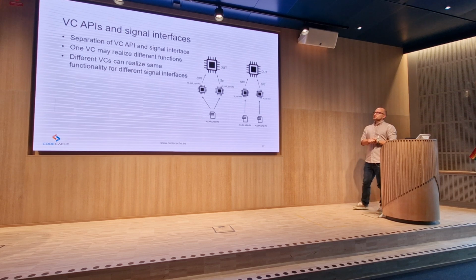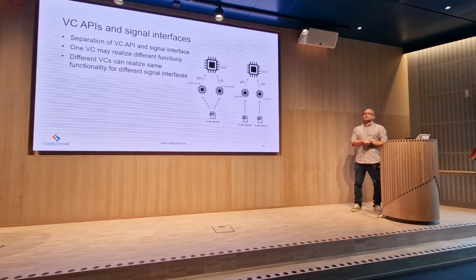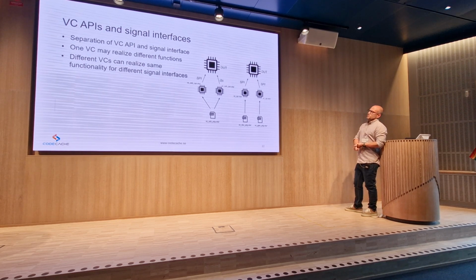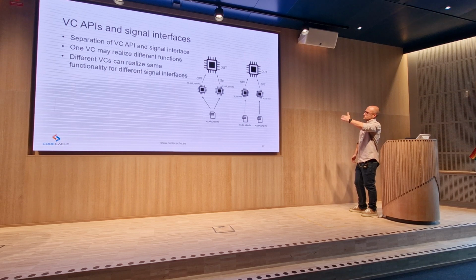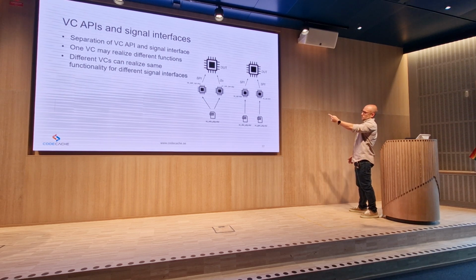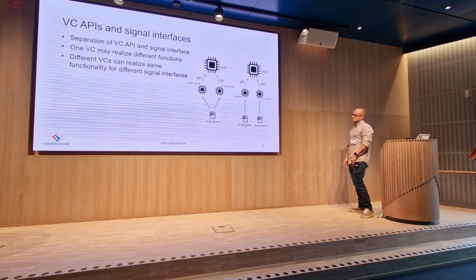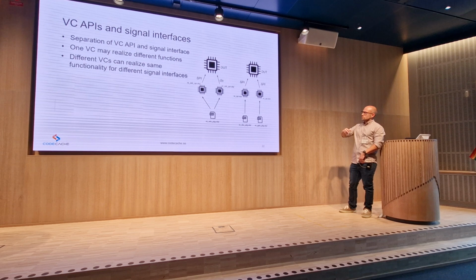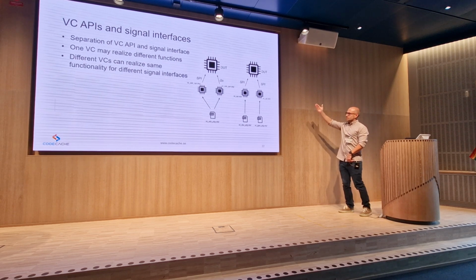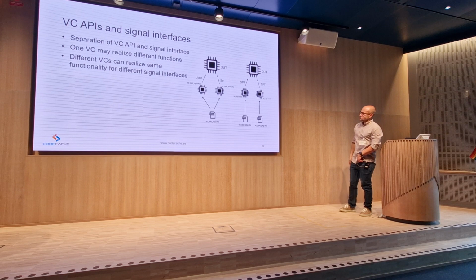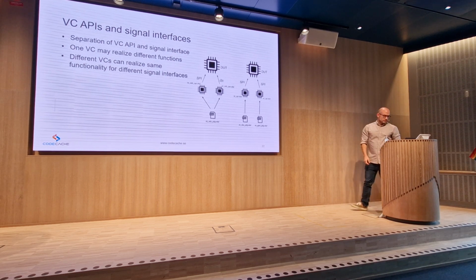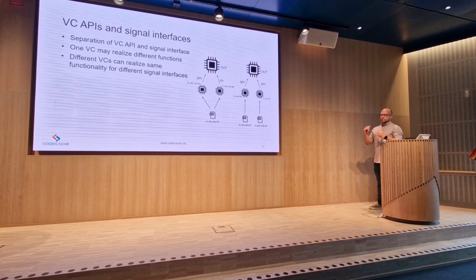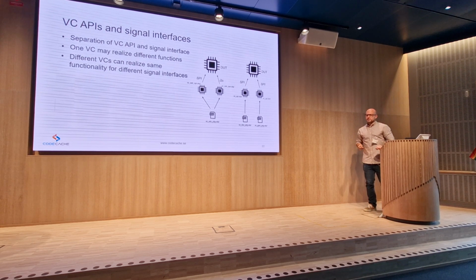I talked a little bit about code reuse. Here we have two different examples. On the left side we have an ADC, and one is via SPI, the other via I2C, and we have used the same packages, same functions to access those. Or we could do the opposite, and we have one interface and several functions. So different VCs can realize different functionality for different functional interfaces. So we extract the interface from the functionality.